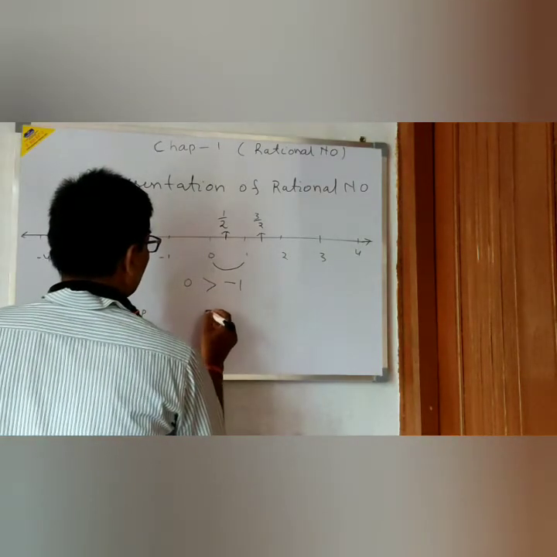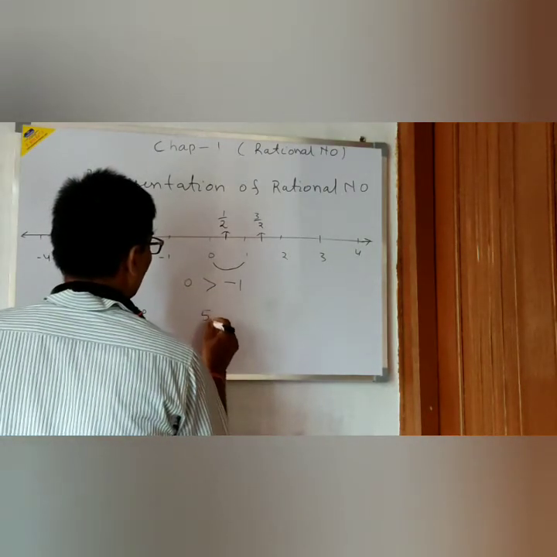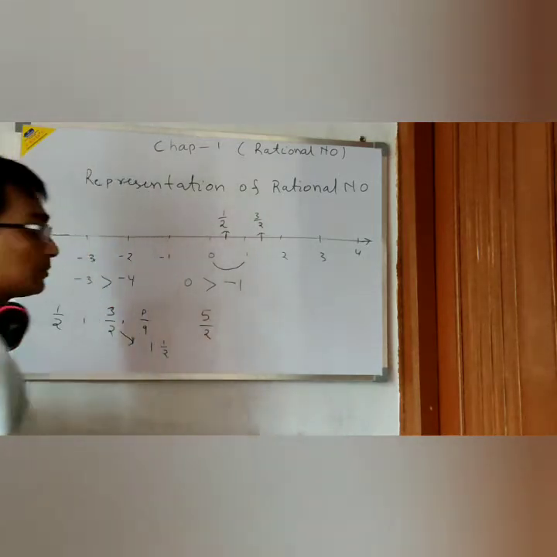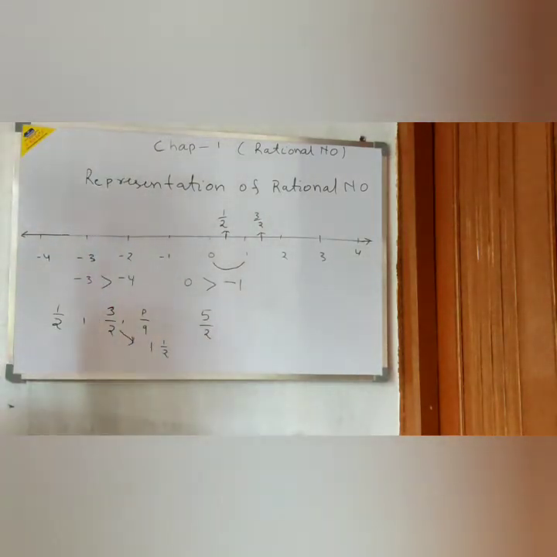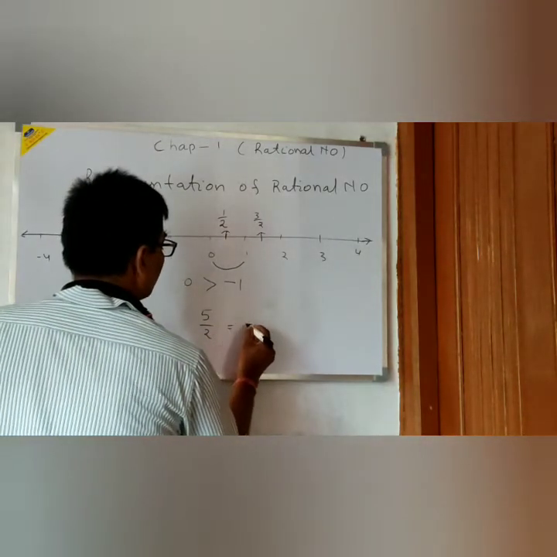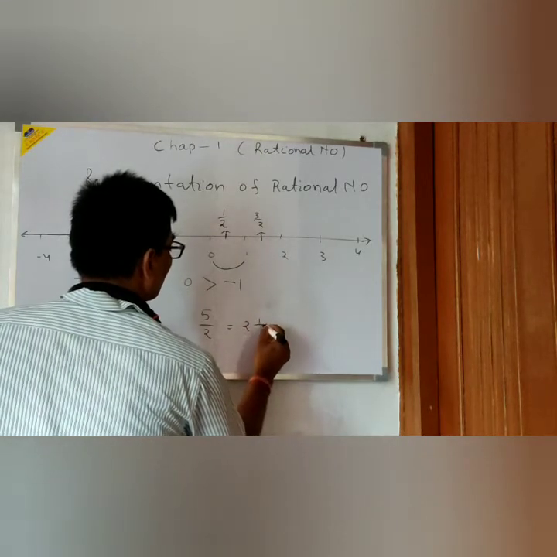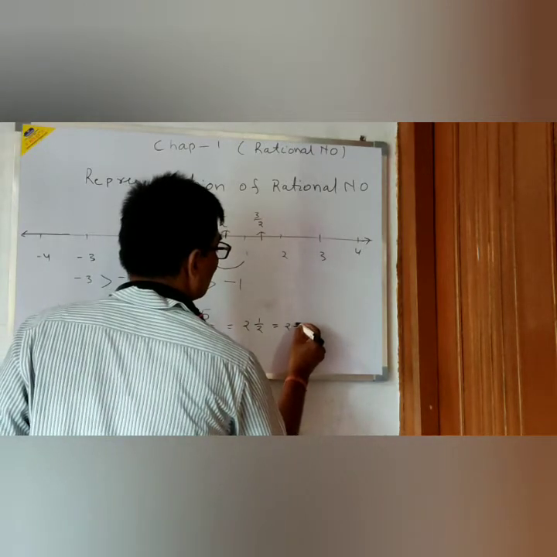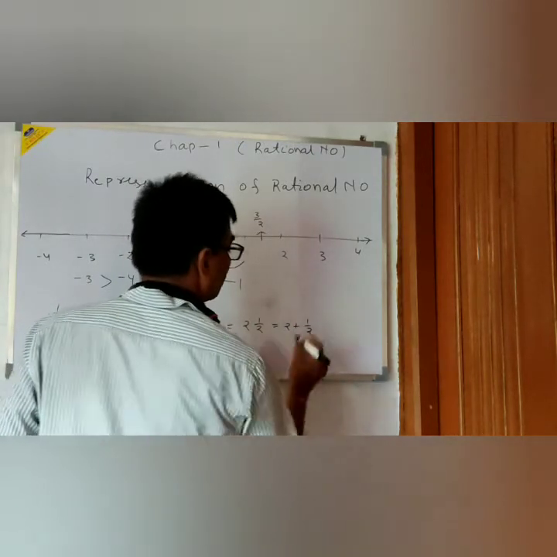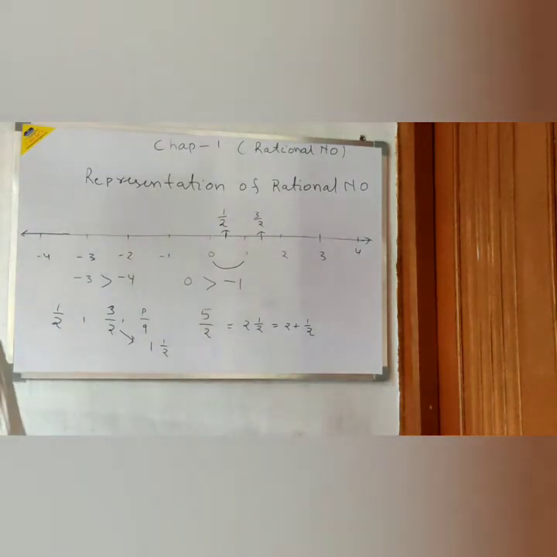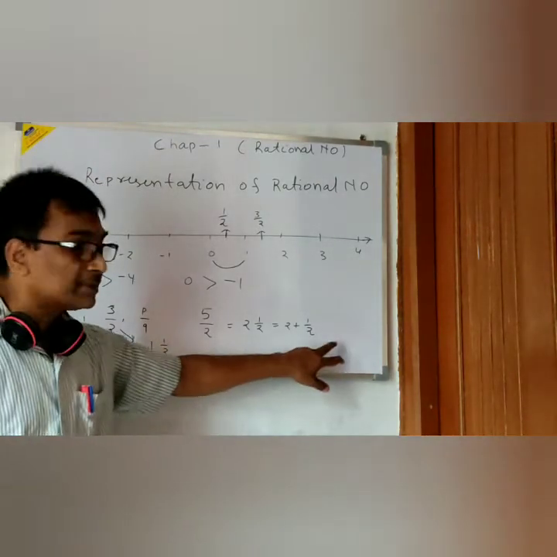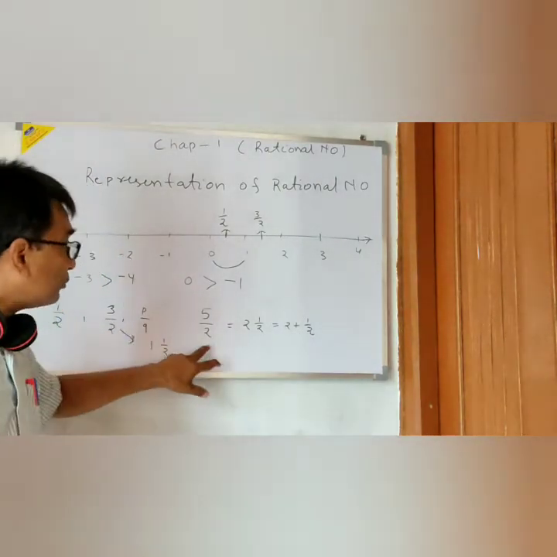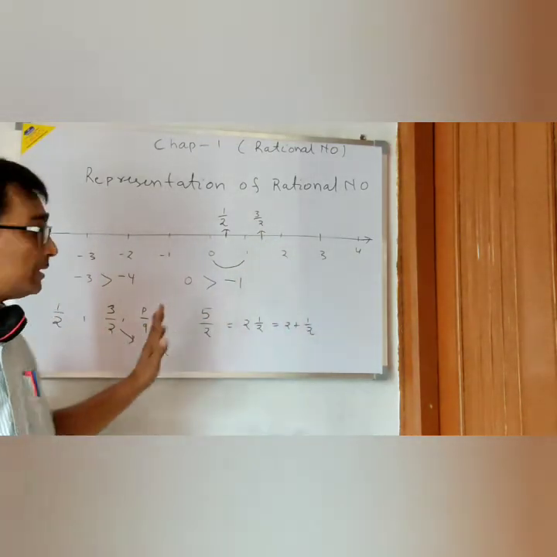Suppose 5 by 2. 5 by 2 is a rational number, but how can it be written? 2 integer 1 by 2, that is 2 plus 1 by 2. So 5 by 2 is located on the number line between 2 and 3. It is more than 2 and less than 3. 5 by 2 is more than 2 but less than 3.